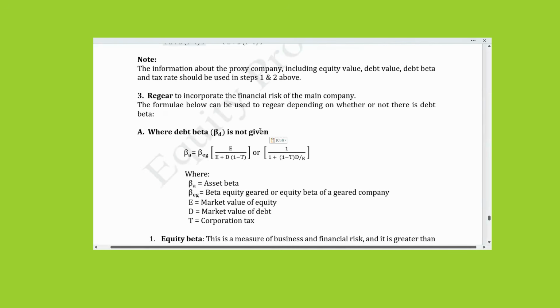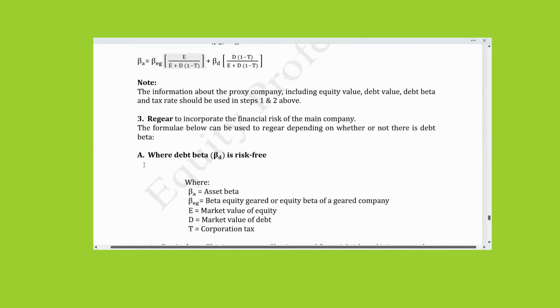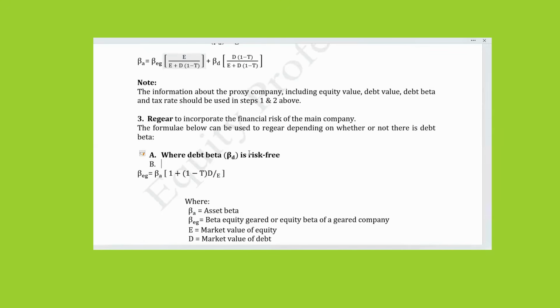Where the beta is not given, or where the debt beta is risk-free, then in this case the beta of a geared company will be computed as beta assets multiplied by 1 plus (1 minus tax) multiplied by the debt equity proportion of the main company.